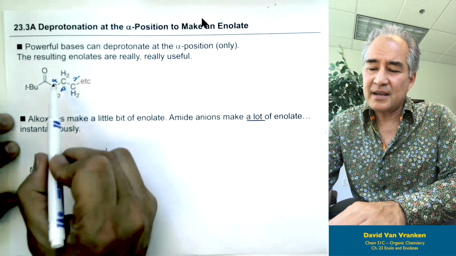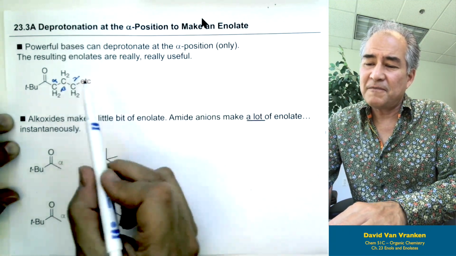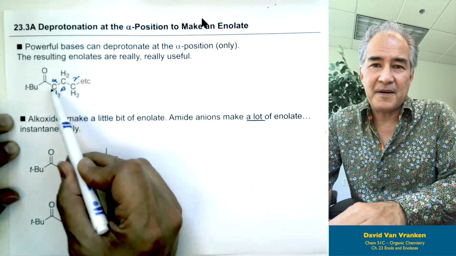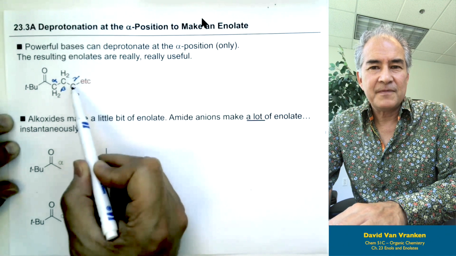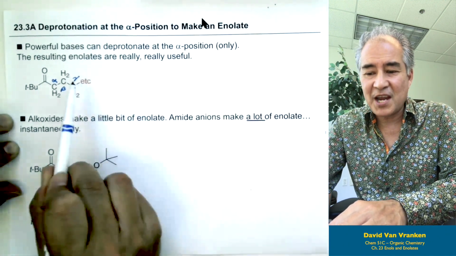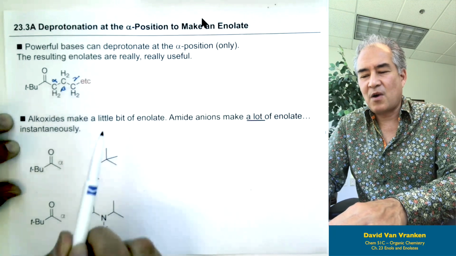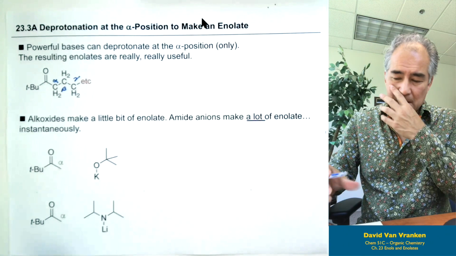So let's go ahead and think about what happens when we treat compounds like this with base. Because what we're going to find is that bases can deprotonate alpha. They can't pull protons off the beta position or the gamma position or the delta position, or the epsilon position, or any other position in this chain, only the alpha position. Why? And what kinds of bases would you need to pull those protons off of that position?